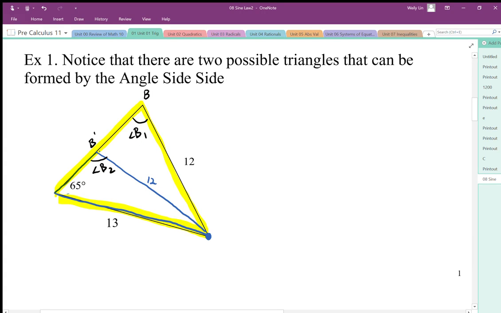So I'll show you how this happens. As I set up my sine law, I have an angle and an opposite side pairing, so I'm going to set this up using sine law. I get sine of 65 degrees over 12 is equivalent to sine of angle B over the opposite side of 13. So there's my opposite angle pairing, and then I have my other opposite angle-side pairing, and I have an expression which I can solve for angle B.